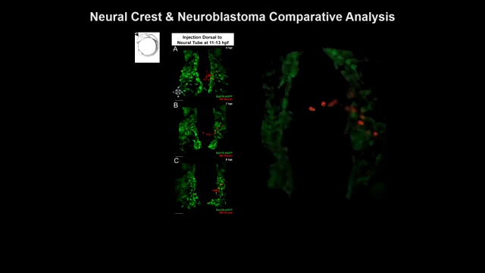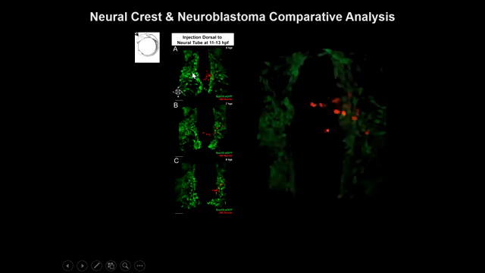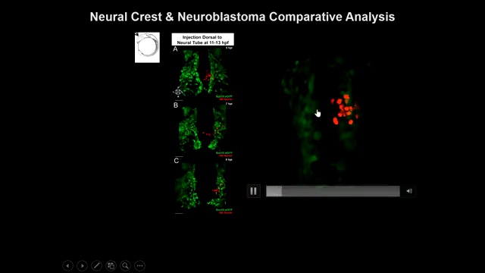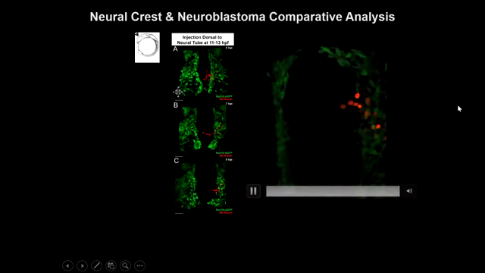I will show you a cool video real quickly. These are neural crest cells in green migrating out from the embryo. This is a time-lapse video, and these are cancer cells in red that actually follow the neural crest cells.